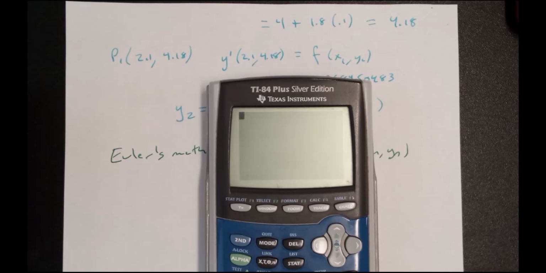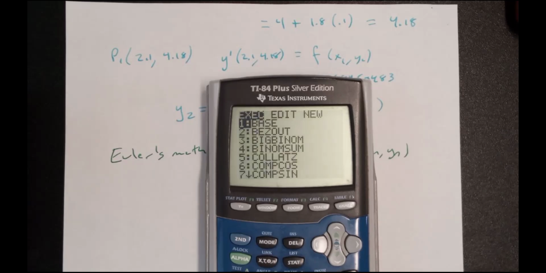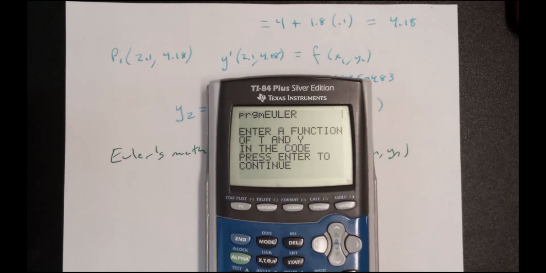If I go to the programs, having loaded this program into my calculator, I have a whole bunch of programs in here. I just called it Euler. There's my program Euler. And the first thing it says when I go to run it is, hey, make sure you have the function in. If you don't, we got to go back and put the function in. It says a function of t and y, so there are no x's in this thing. Program doesn't run in x and y, it runs in t and y.